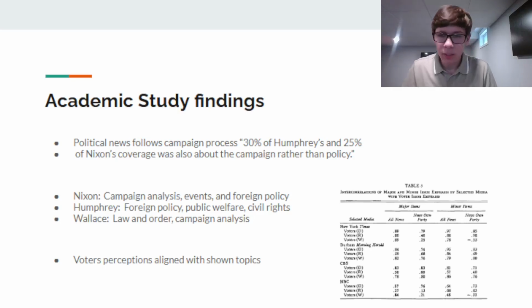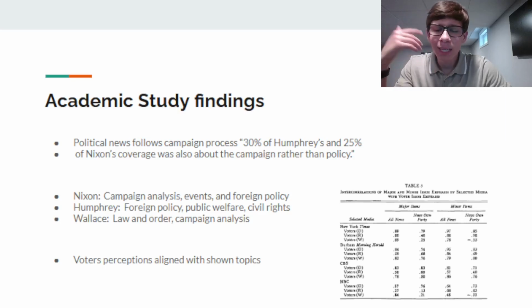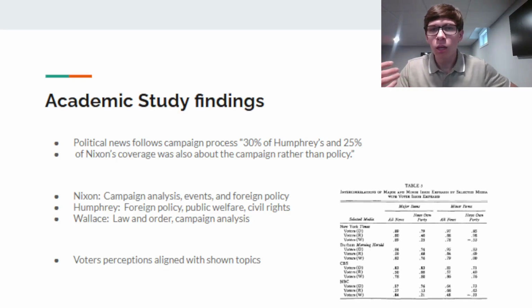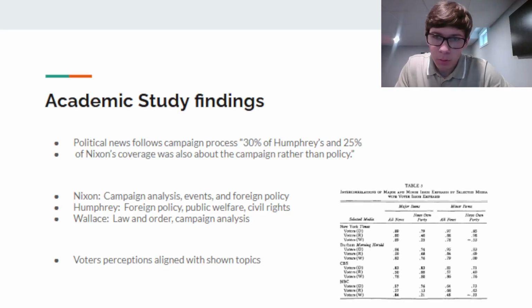So what ended up happening was voters' perceptions aligned with the shown topics. So since Humphrey was the only candidate who was shown civil rights often, people believed he was the best for civil rights. It's the same for Wallace, where his law and order was the main thing shown for him and not the other candidates. People started to believe he was the best for law and order. And while yes, this might be true, you also have to understand that half of this information is not being shown to the public. What is being shown is what gets the media clicks, attention, and views.